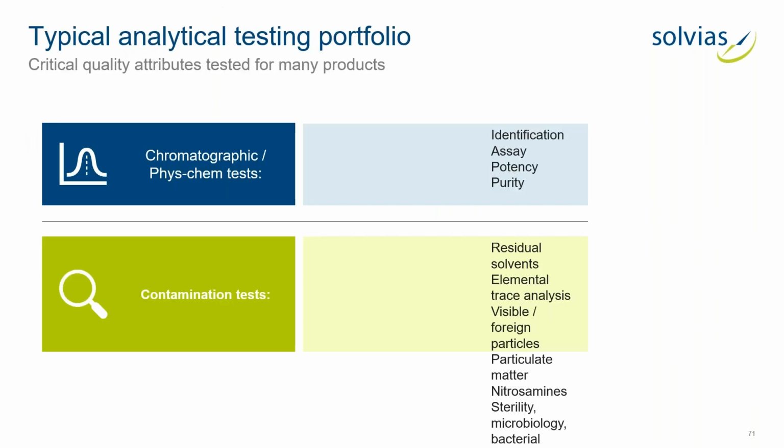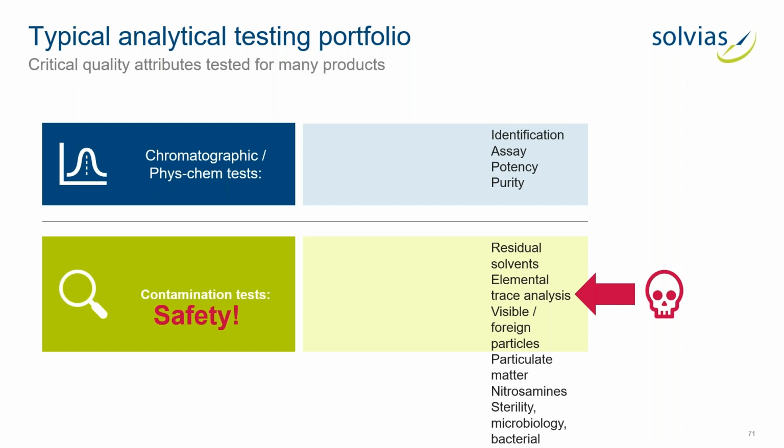Let's get started. So most of you have heard about some sort of particulate testing, either particulate matter, foreign particles, or visible particles. These are the common terms where you find these. When you analyze a product, normally you have different kinds of methods. One is the chromatographic testing portfolio for ID, potency, assay. And then there are contamination tests like residual solvent, elemental impurities, and all the particle techniques.